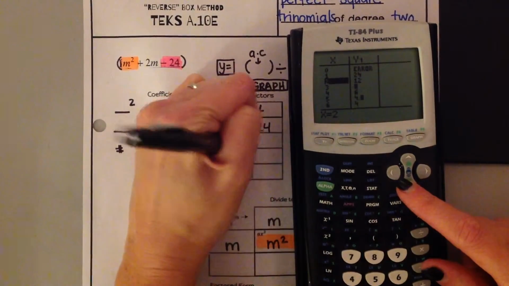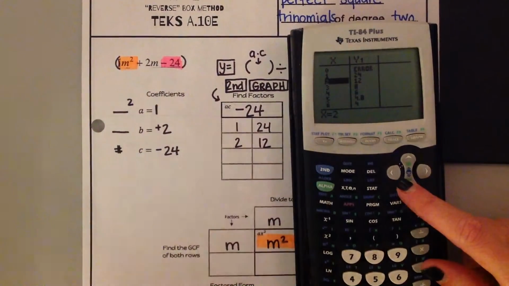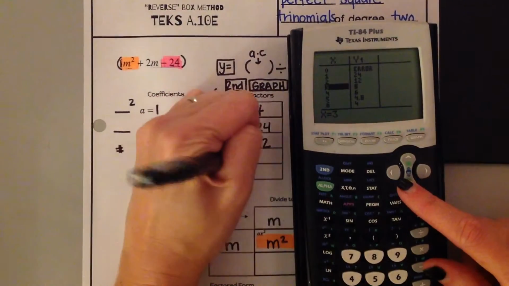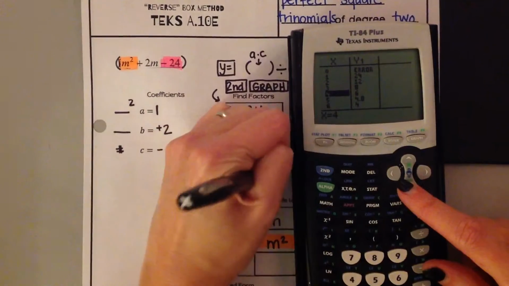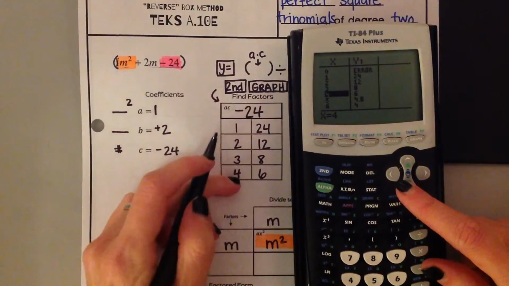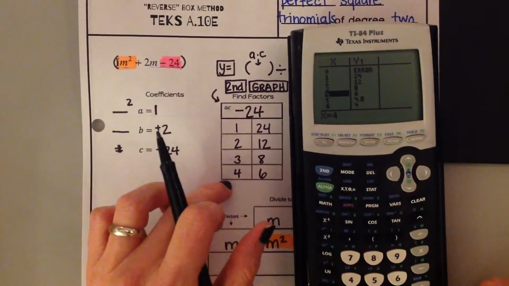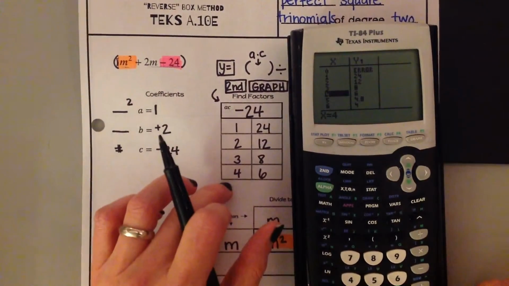2 and 12, because 2 times 12 makes 24. 3 and 8. 4 and 6. Now, I've put a sample table. We may have more factor pairs. We may have less. This is just an idea to get us started.